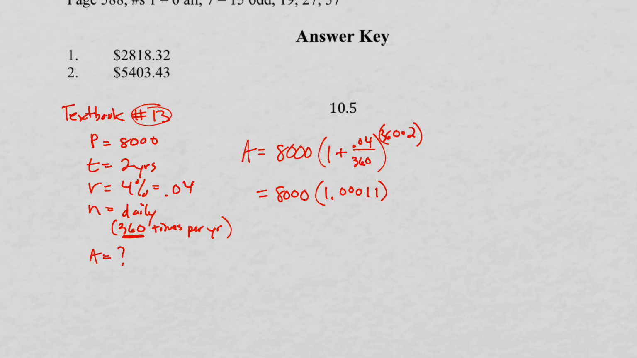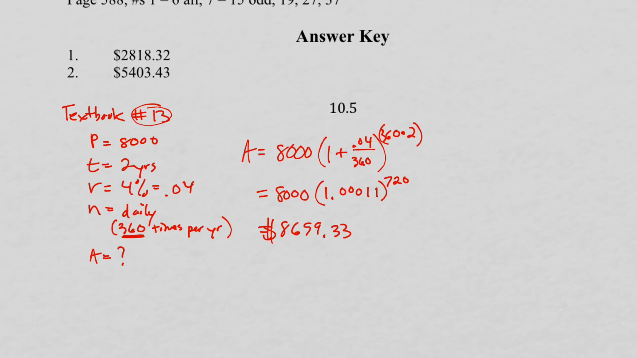So 360 times 2, 720. So 8,000 times 1.00011 raised to the 720 power. Press enter and we get 8,659.33.